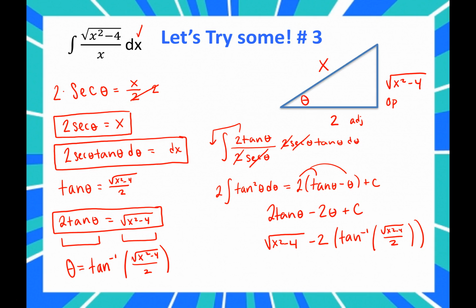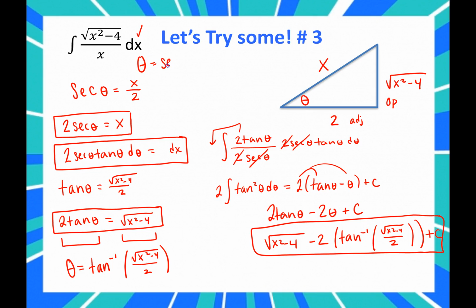All right, so kind of a cool problem. And you might have also said to yourself, could I have put something else in for theta? And you certainly could have taken this original here and you could have solved for theta as theta equals secant inverse of x over 2. So you could have also had this in for this right here.